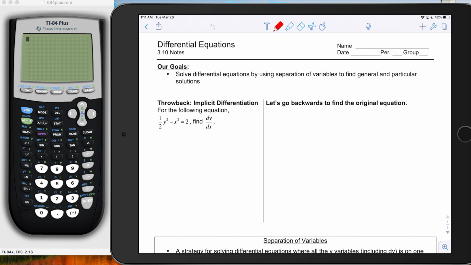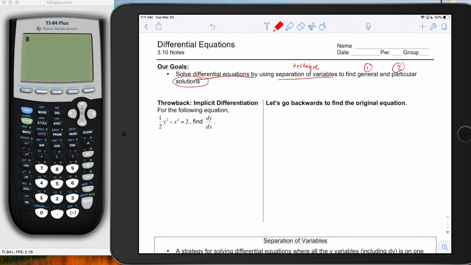Hey class, here are notes for 3.10, differential equations. Just to share our goals for today, our goal is to solve differential equations by using a technique called separation of variables to find two kinds of solutions: the general solution and the particular solution.